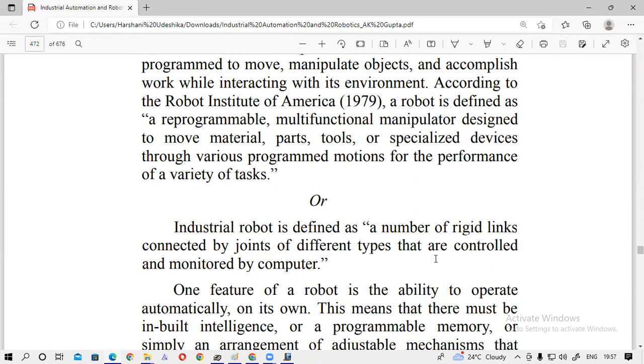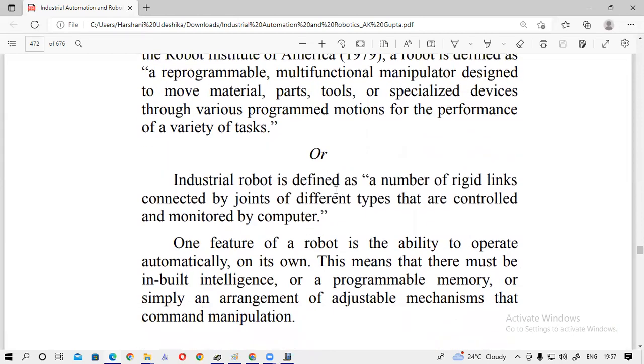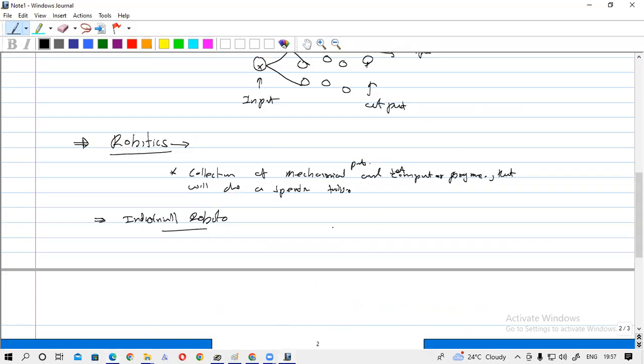Okay, and it is controlled by a program, by a computer, maybe a set of programs, maybe a set of computer programs. So that is the definition. So here the industrial robot is defined. The same thing I have explained: the collection of mechanical parts and a set of computer programs that will do a specific task. So that is the idea.